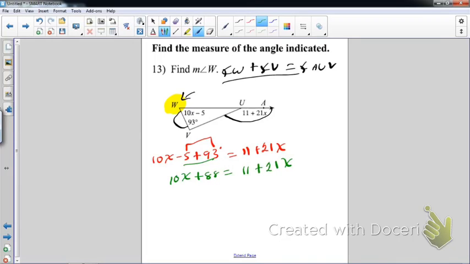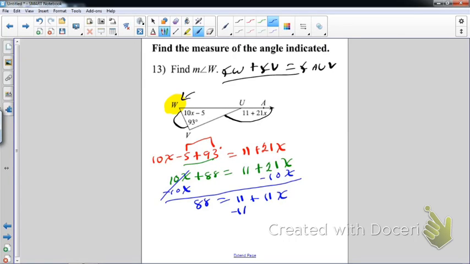Now if you notice here, I'm going to first move the smaller variable to the bigger one by simply subtracting. So I'm going to take negative 10x and subtract 10x from both sides. The reason I'm doing that is so that I can end up with a positive variable as opposed to having a negative variable. Okay, so I end up with 88 on the left hand side, because remember this simplifies to 0, and then I have 11 plus 21 minus 10 gives me 11x.